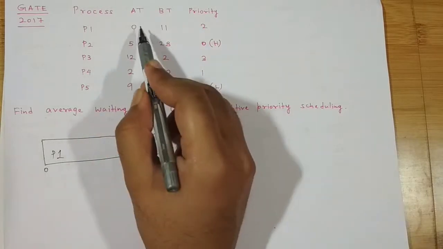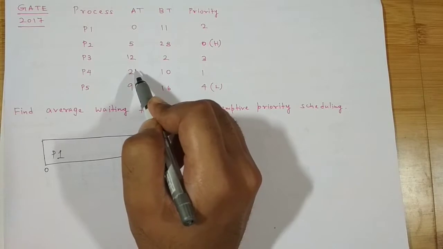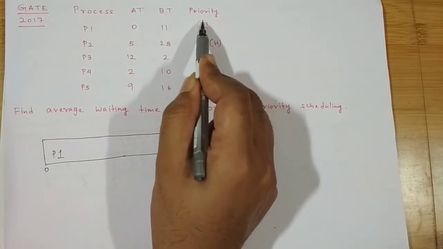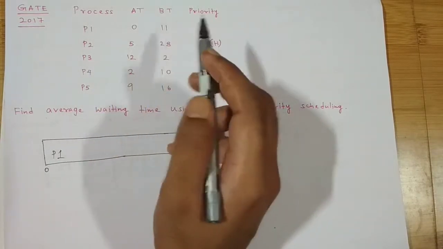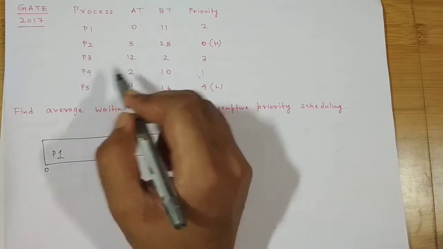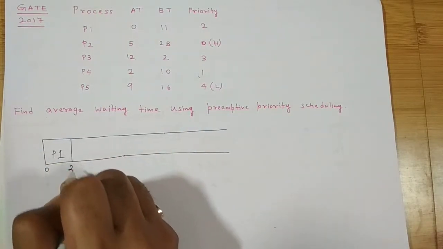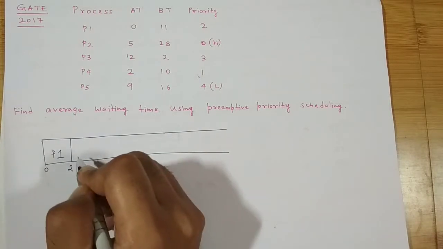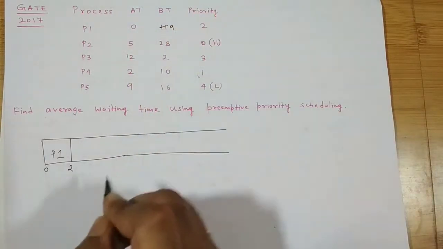Now look, the next process to arrive is process P4 at time unit 2. And it has a higher priority. See, its priority is 1, while that of process P1 is 2. So P1 will execute only till the point when P4 is available. So P4 is available at time unit 2. So P1 executes for 2 units and gives up the CPU to P4. So P1 now has 9 units of burst time left.